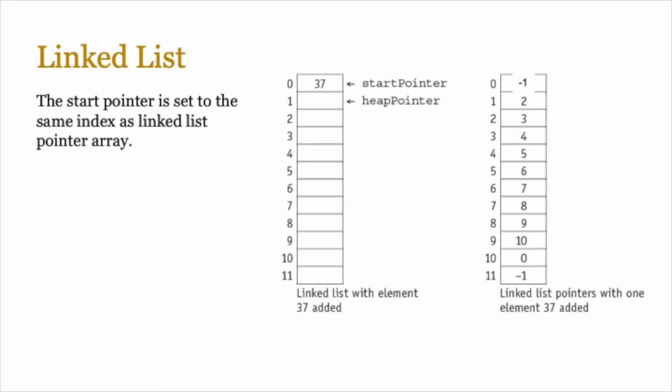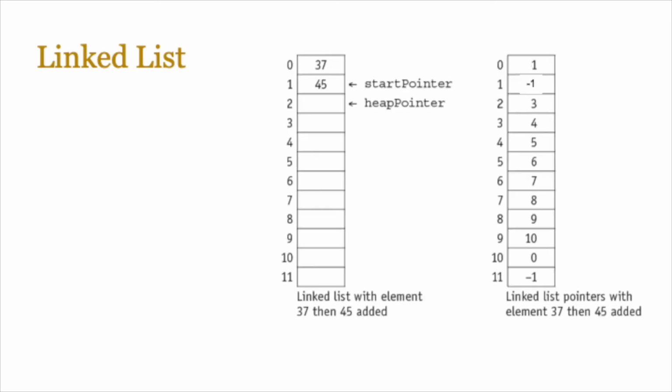Now let's start with the data item. So we're going to add the value 37. So the start pointer is going to point at index 0 because that's the start of the linked list, and the heap pointer will say, well, the next available space is in position 1, which is the same as you probably would do in a queue. But on the right hand side, you will need to also update the pointers in the second array, and in the second array you're simply going to say, well, okay, position 0, the next item on the list will be in position 1.